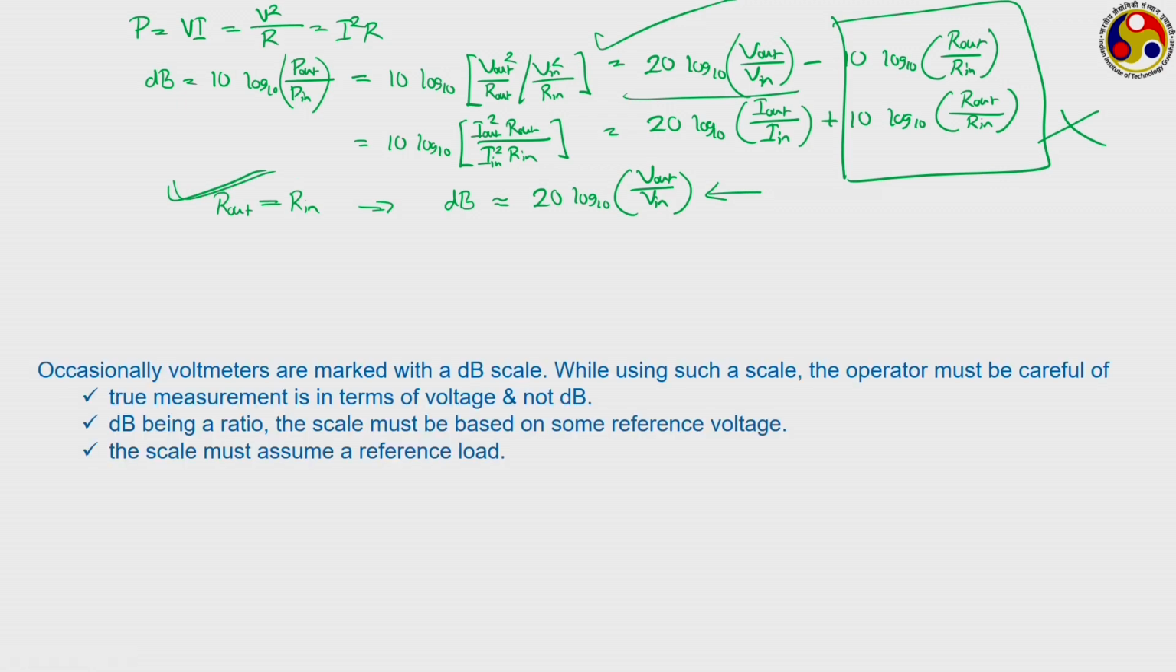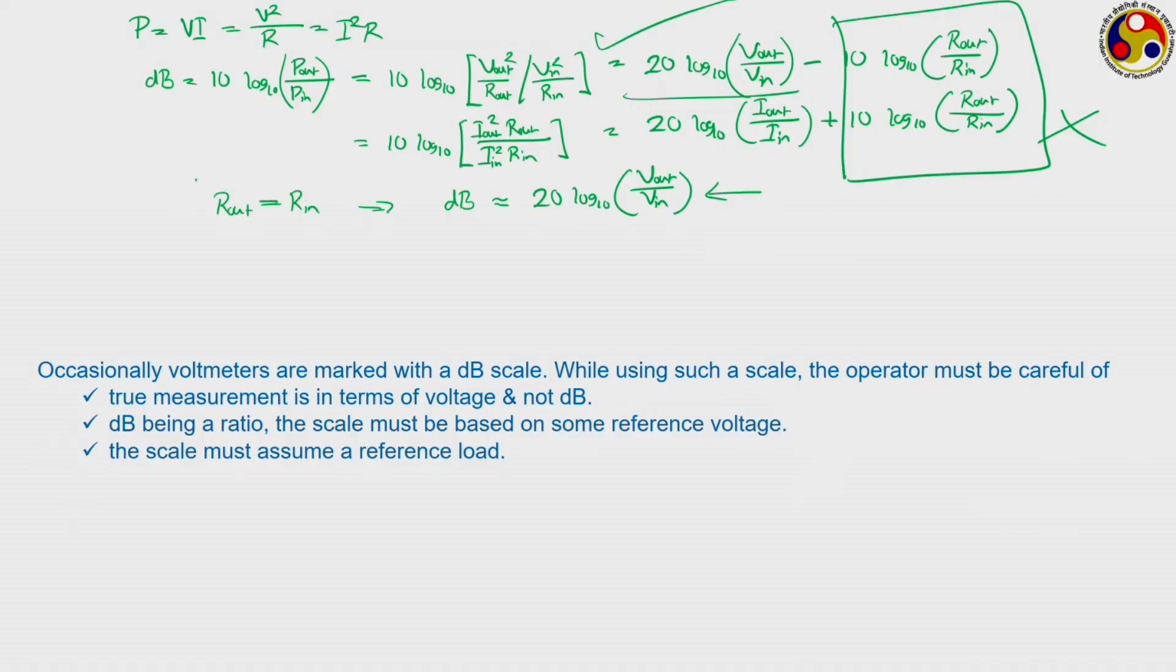Occasionally voltmeters are marked with a dB scale, that is, instead of giving in terms of voltage, voltmeters which also incorporate an amplifier within them are marked in terms of dB. Whenever you are trying to use such a scale, the operator must be very careful that the true measurement is not of decibel but of voltage. Secondly, dB is a ratio, that is the output to input power ratio or voltage ratio in case of voltages. So, we have to be careful about what reference it is using. And thirdly, the scale must assume a reference load so that it can make use of this particular condition. So, this is something the operator has to be very careful of.